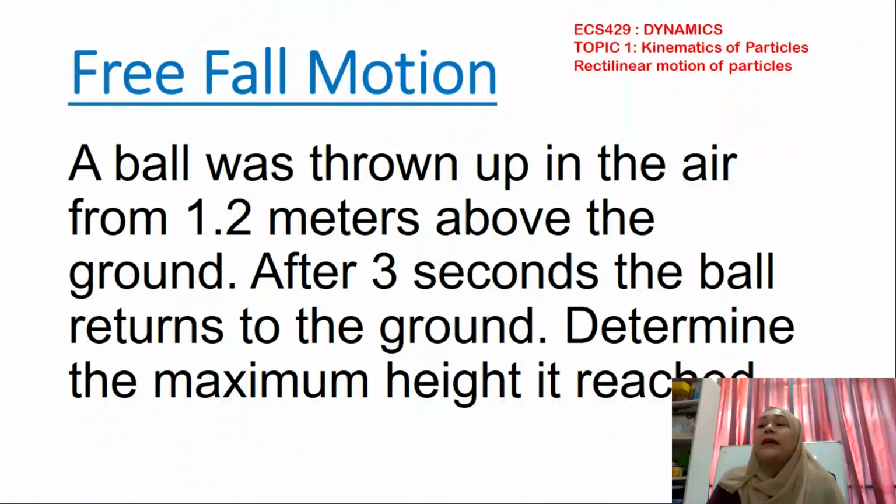But before that, let me explain to you what free fall motion is. A free fall motion is the motion of an object where gravity is the only force acting upon it. So in case, for example, you drop something down or you throw something out from a building, it is acted on totally by gravity. And this is what you call free fall motion.